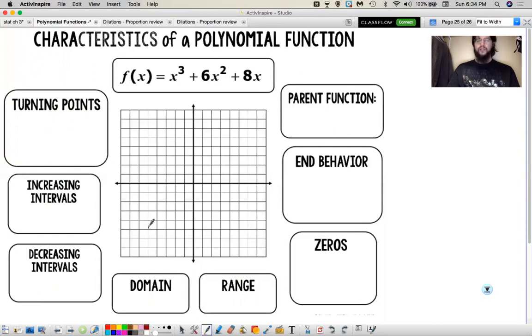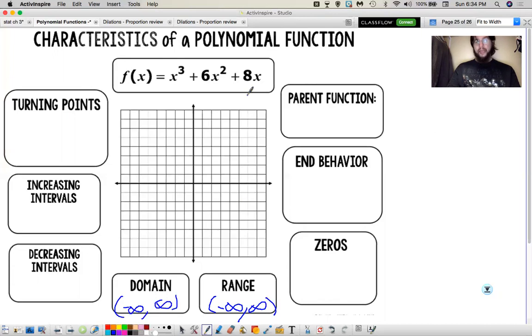Domain, polynomial function, all real numbers, done. Range, odd polynomial function, done. Now, if it was an even polynomial function, you again need your turning points, so we couldn't do that. Actually, if it was quadratic, it's still the vertex. But for the most part, you should be looking at the graph anyway.